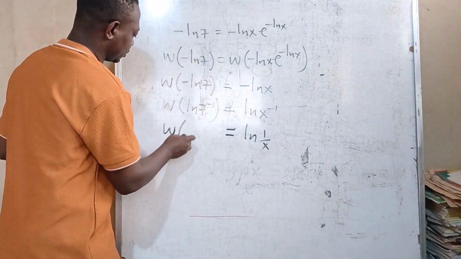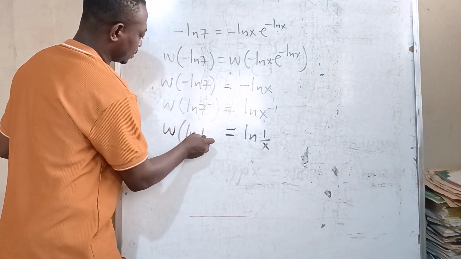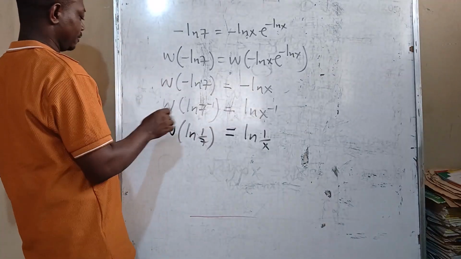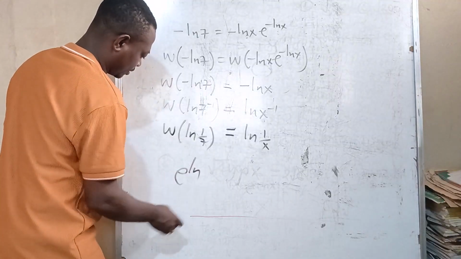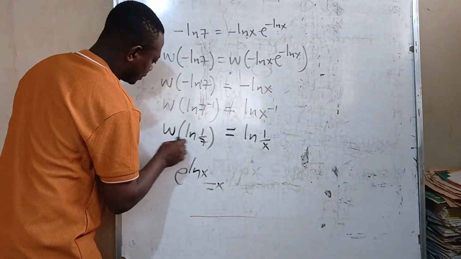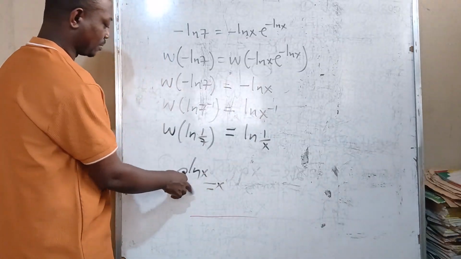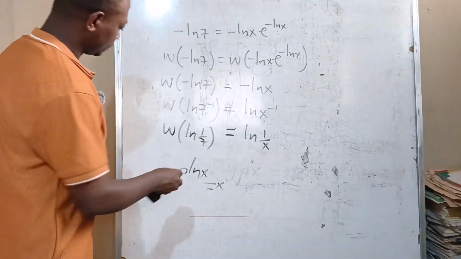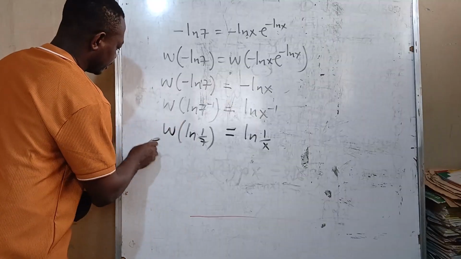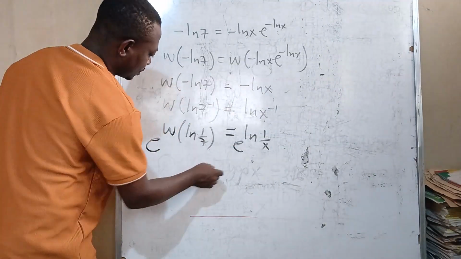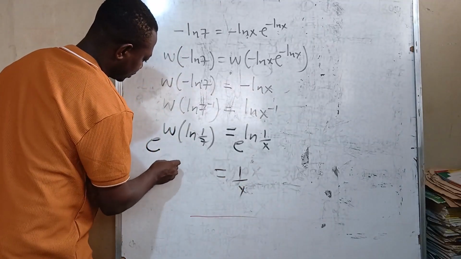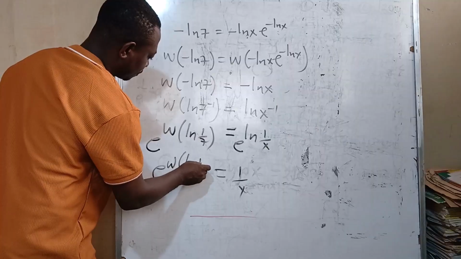Then we have the W function of ln of 1 over 7. No more negative. Now when we have e raised to ln of x, the answer is x. When I raise both sides with e, this one will vanish. Okay, the property here. I'll raise this and raise that. This side will be 1 over x, and this side will still be e raised to the W function of ln of that.